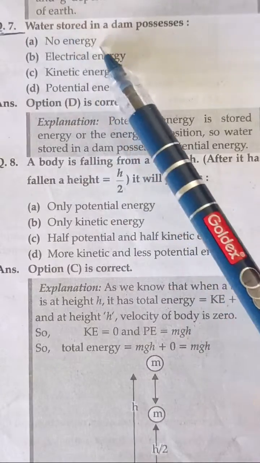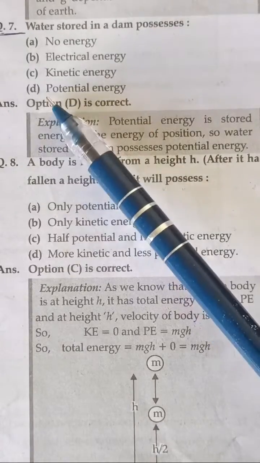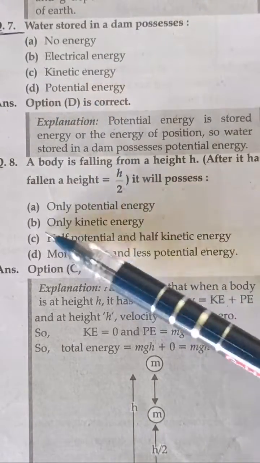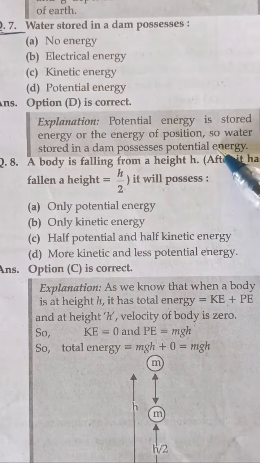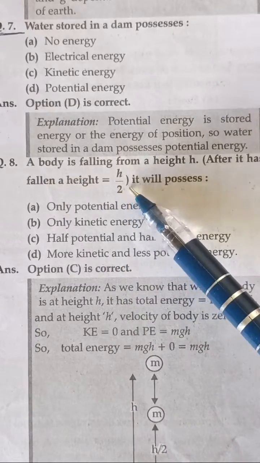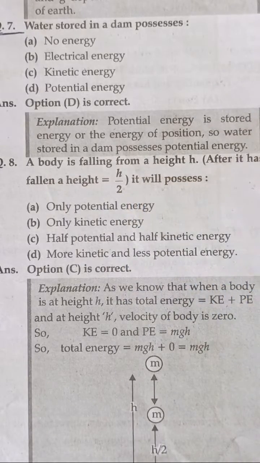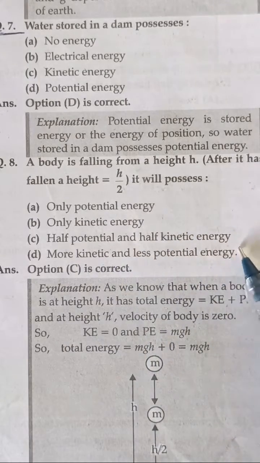What does water stored in a dam possess, means which energy does the water stored in a dam possess? It possesses potential energy. A body is falling from a height of h. After it has fallen a height equal to h upon 2, it will possess half potential and half kinetic energy.